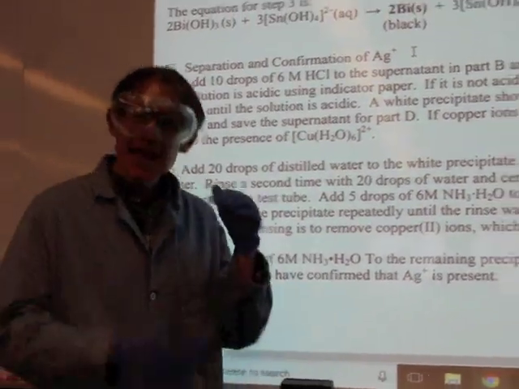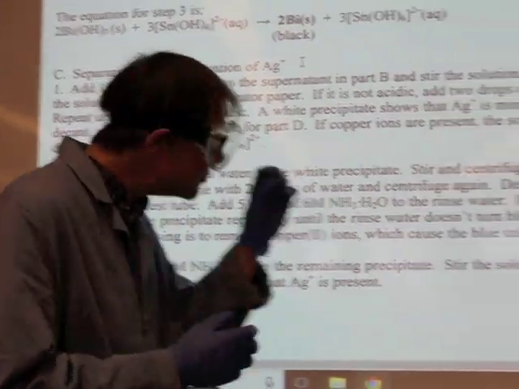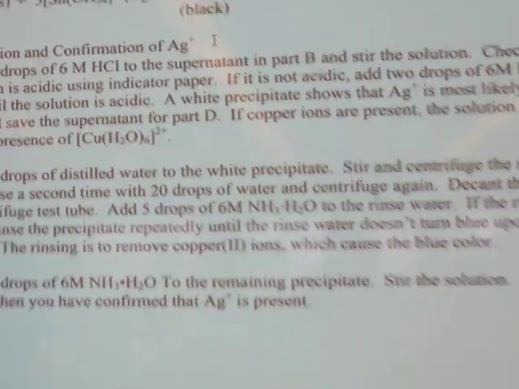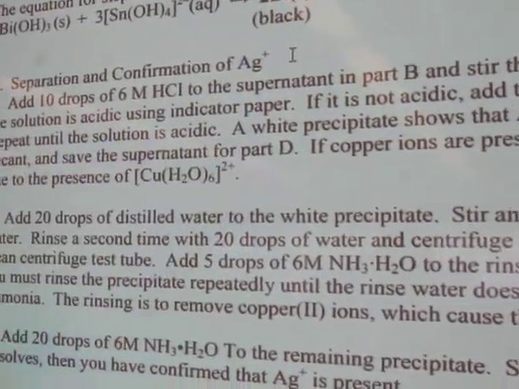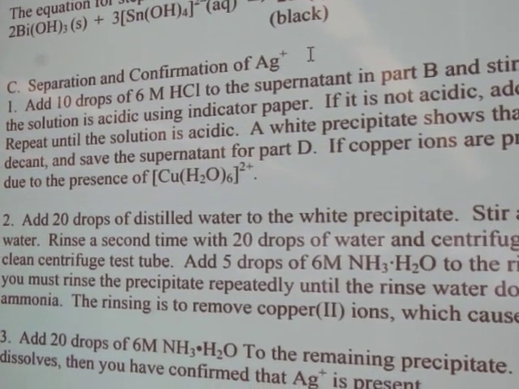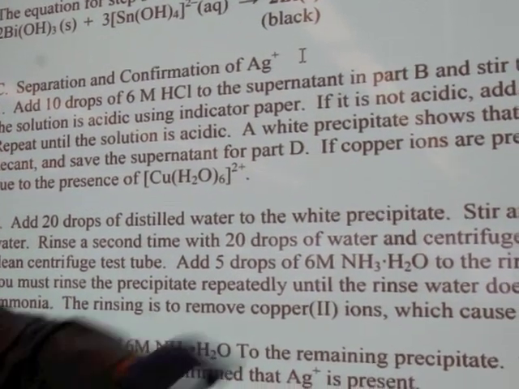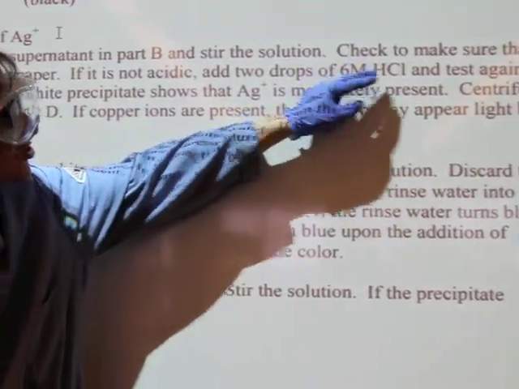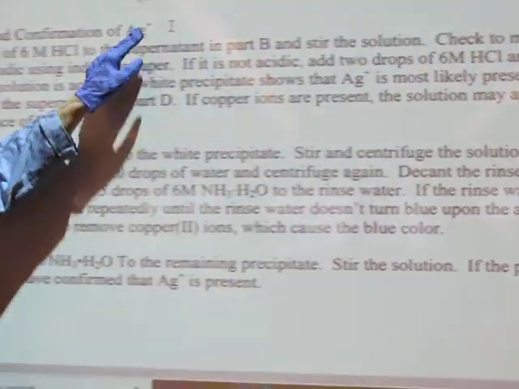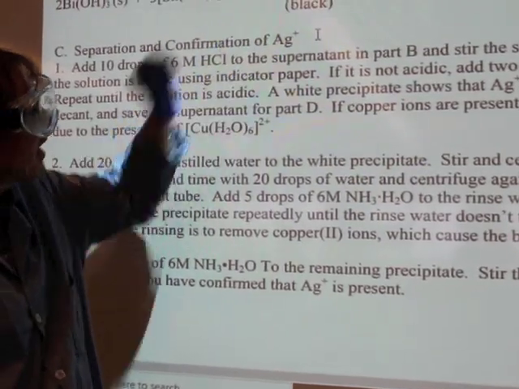Now, the chemistry of silver is very specific when it comes to chloride. Silver ions, Ag+, will react with the chloride ion to form a white precipitate. So by adding hydrochloric acid, we're adding chloride to the solution. That chloride can combine with the silver to make a white solid.